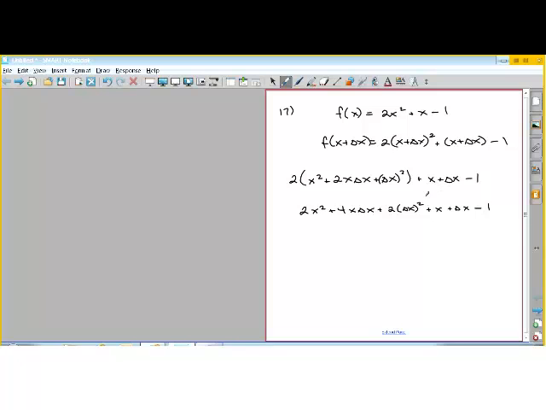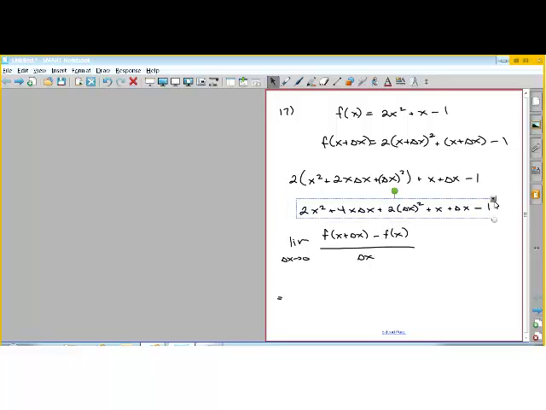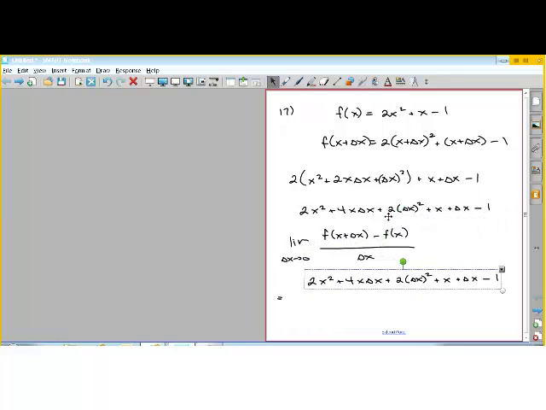I'm going to leave it as that. And so when I use the limit definition, the limit as delta x goes to 0 of f of x plus delta x minus f of x, divided by delta x, I plug in everything. I'm just going to copy this thing down, clone that, bring that down. So that's f of x plus delta x.